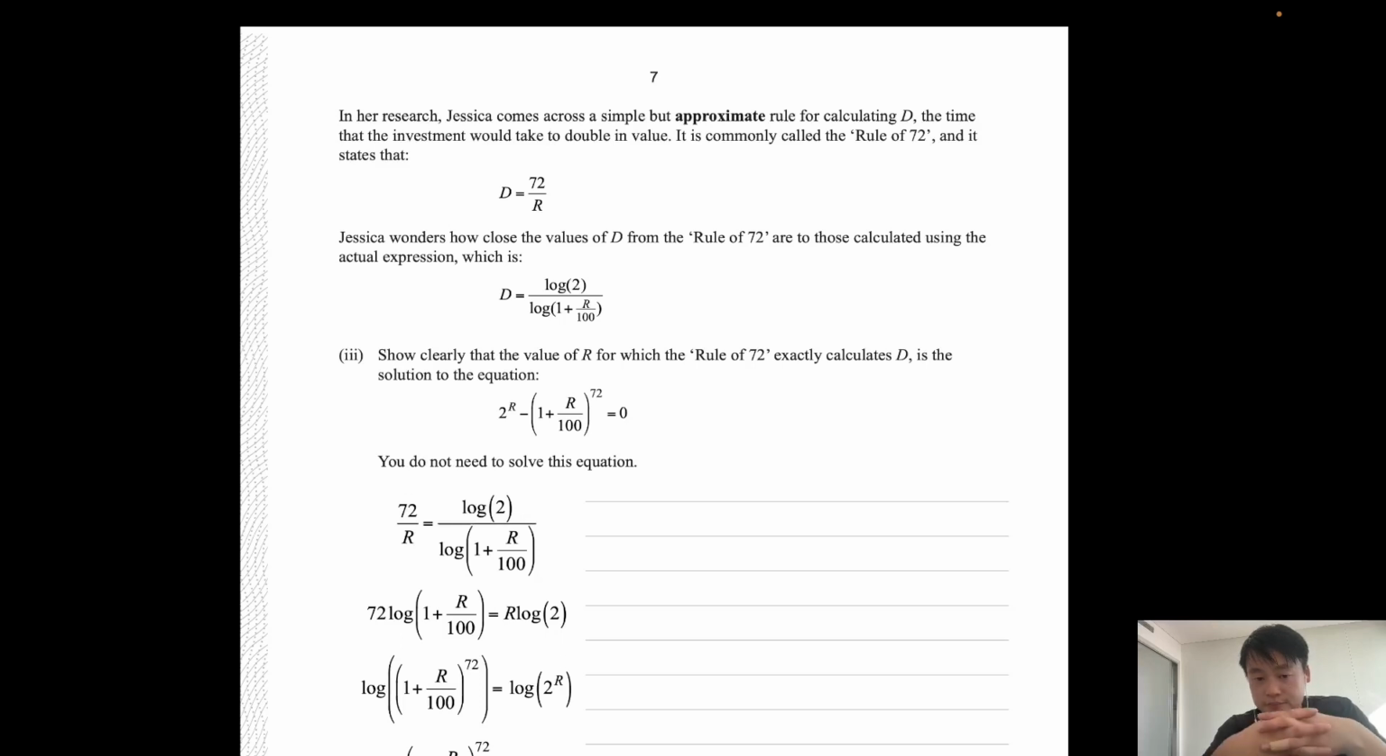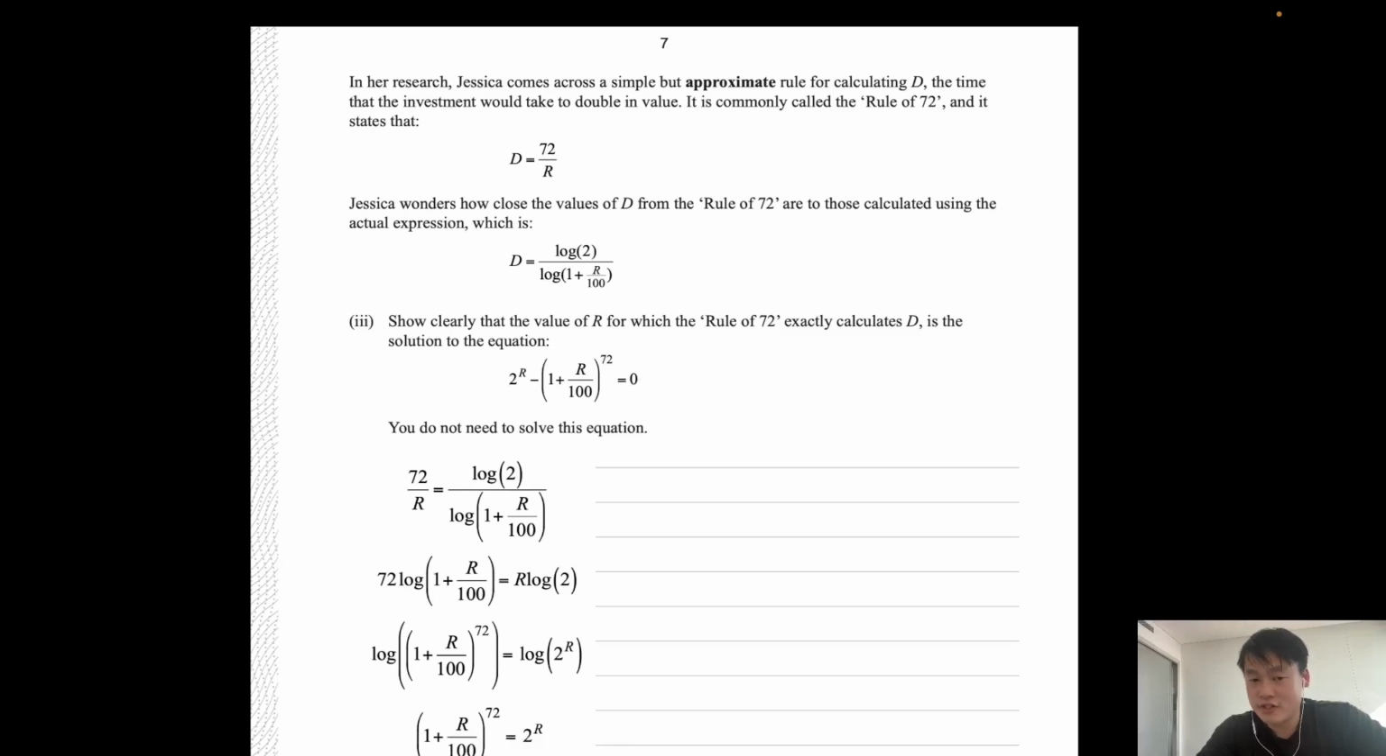Are you following so far? Yeah. So she has two expressions for the rule of 72. She's got her expression over there and the expression over there. And they want you to prove basically how her solution and the actual solution eventually leads to what? Something that solves this. Is that clear?